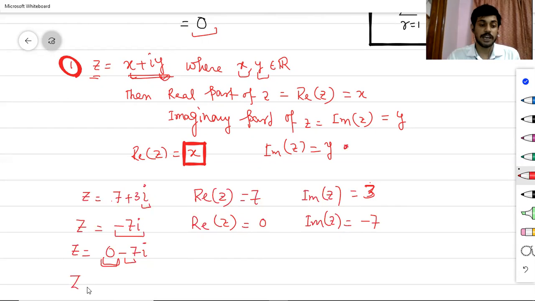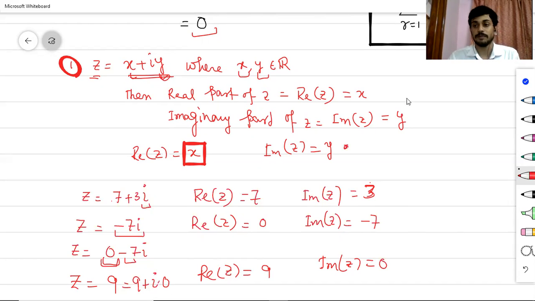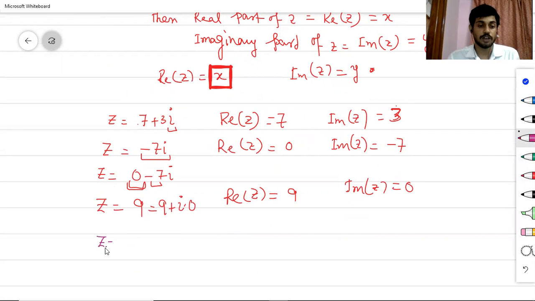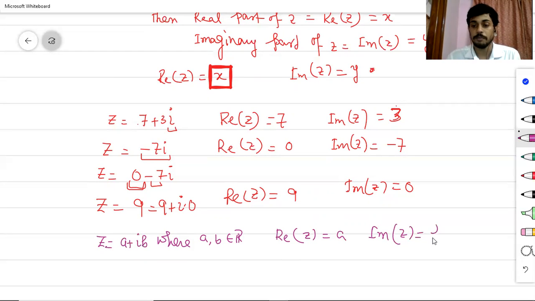Now if we write z equals 9, what will be the real part of z? The real part of z will be 9, and the imaginary part of z will be 0, because this 9 can be written as 9 plus iota times 0. Now if we take an abstract view of this concept, if z equals a plus iota b, where a and b both are real numbers, then the real part of z will be a, and the imaginary part of z will be b.